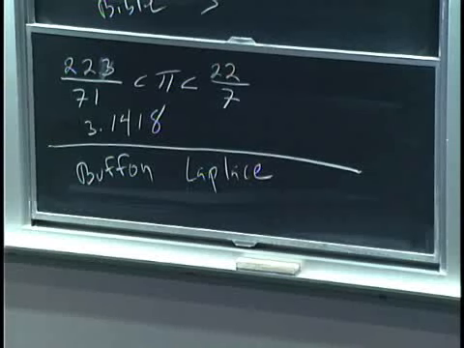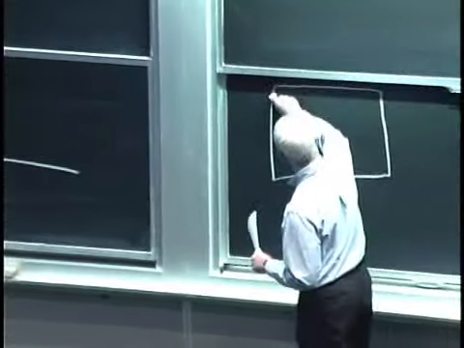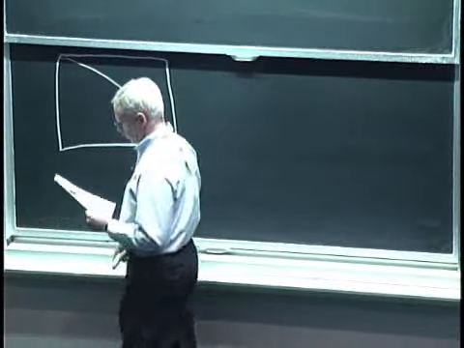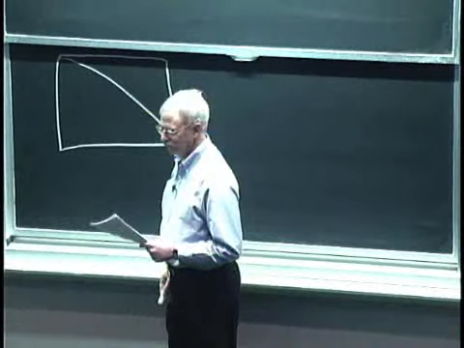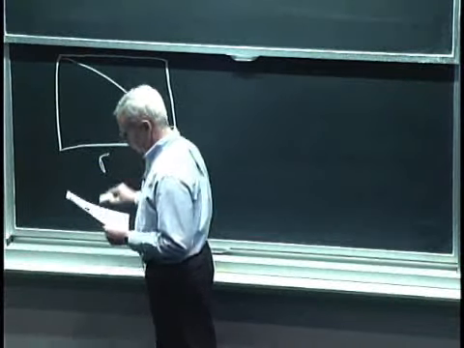The basic idea was you take a square, assume that's a square, and you inscribe in it a quarter of a circle. So here you have the radius of the square, r.